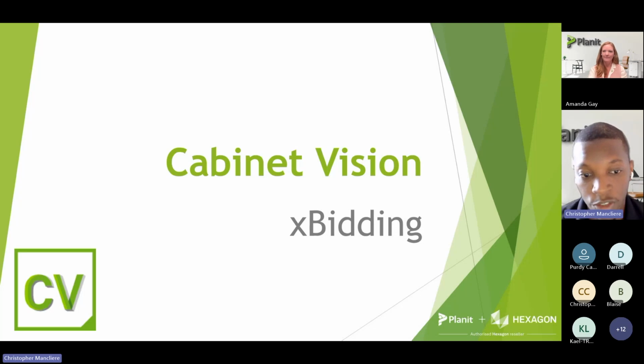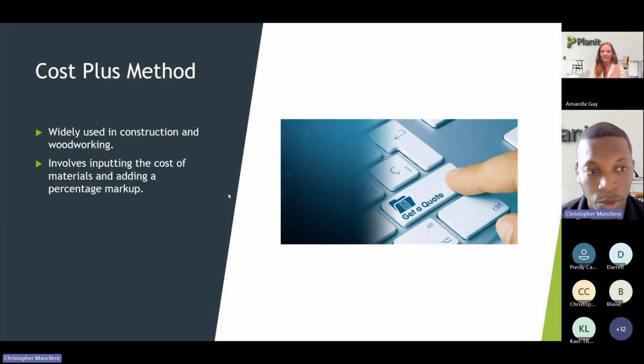So the idea is to use a cost plus method. So in CAD-Vision, what we'll do is we'll use the material cost and add a percentage of markup to it. The cost plus method is basically something that's widely used in the woodworking industry and even in the construction industry. So the idea is you will put all your costs in the software, your labor, your overhead cost as well, and then apply markup taxes to get your total cost for your projects.